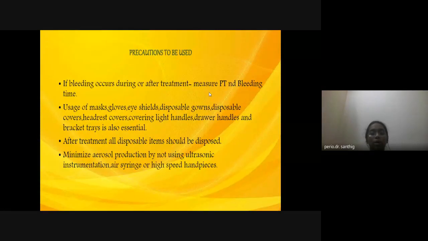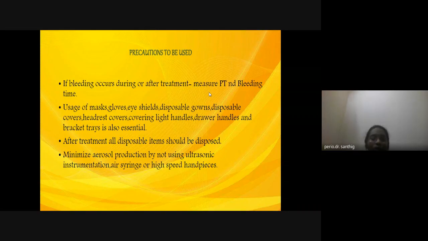What precautions you have to take: you should check the PT and bleeding time, and complete protection should be taken. Usage of proper mask, gloves, eye shields, disposable gowns, and everything you have to take care of. And after treatment, all disposable items should be disposed. You should not keep whatever instruments or things were used for the patient; we have to dispose of them.